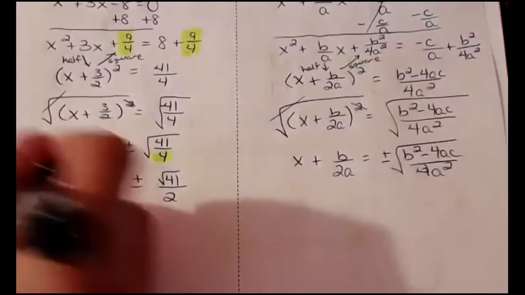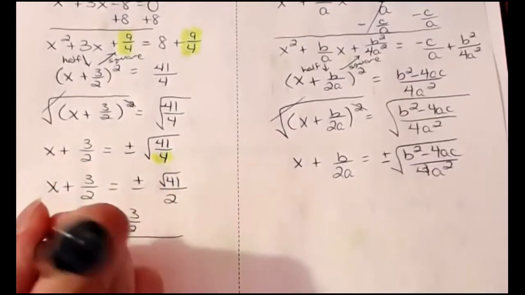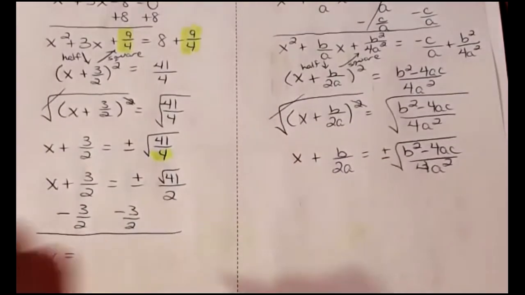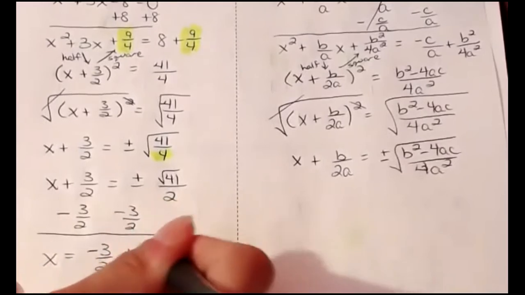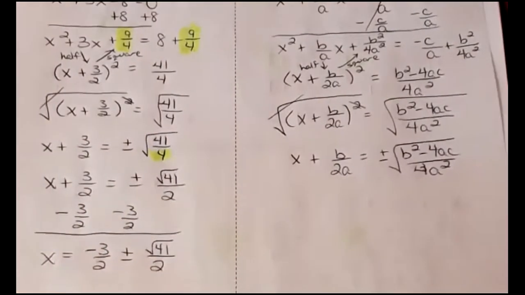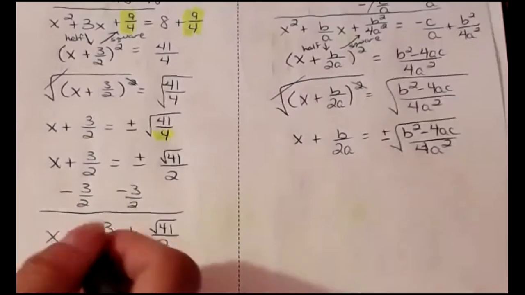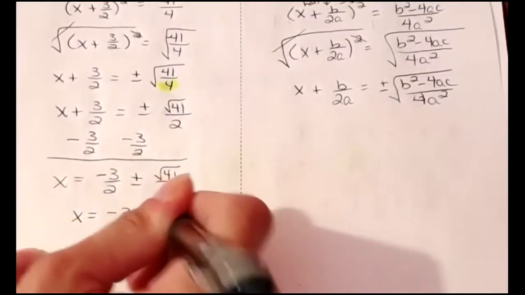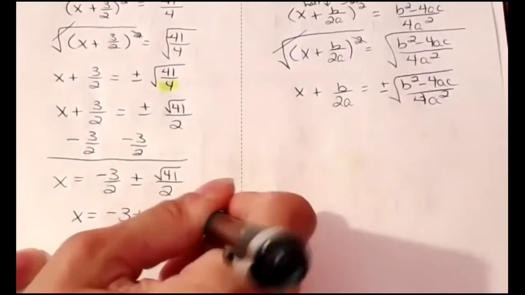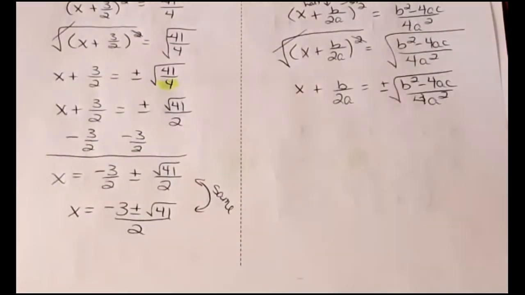The next thing we have to do is subtract the 3/2 to bring it over. So that means my final result will be negative 3 over 2 plus or minus square root of 41 over 2, which is the same as negative 3 plus or minus square root of 41 all over 2. That's essentially the exact same thing. And if you'd like, I can actually write that down. X is equal to negative 3 plus or minus square root of 41 all over 2. So these are the same expression, just written slightly differently, of course.